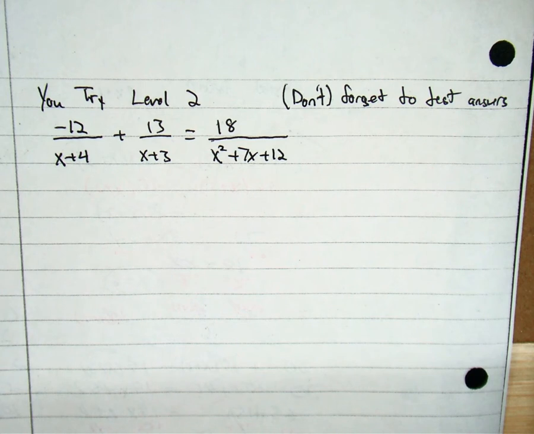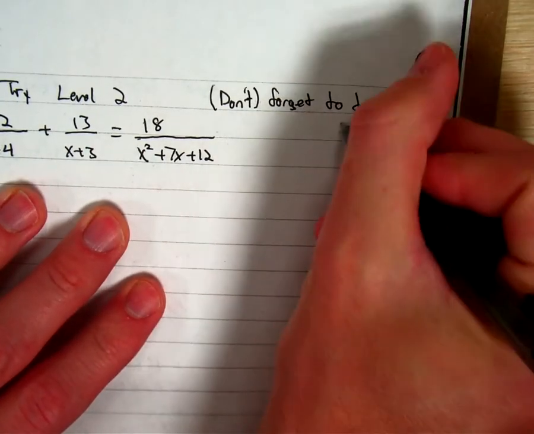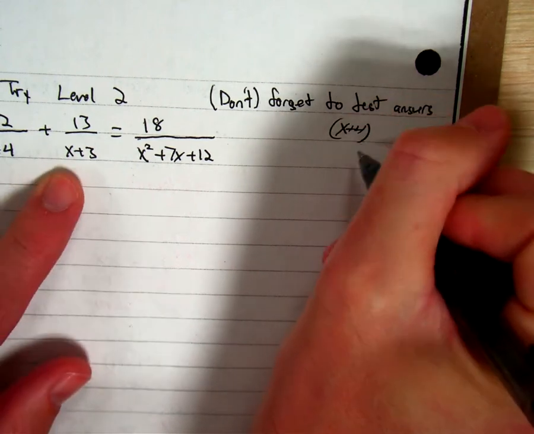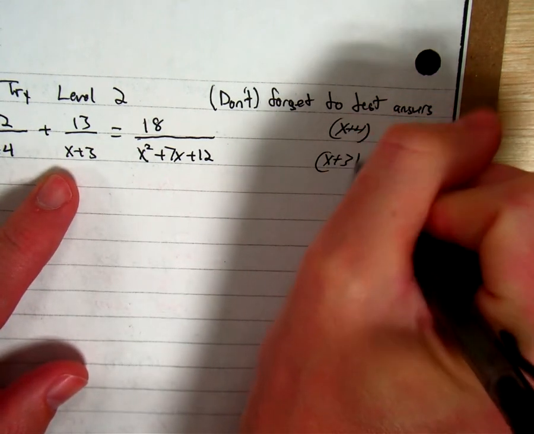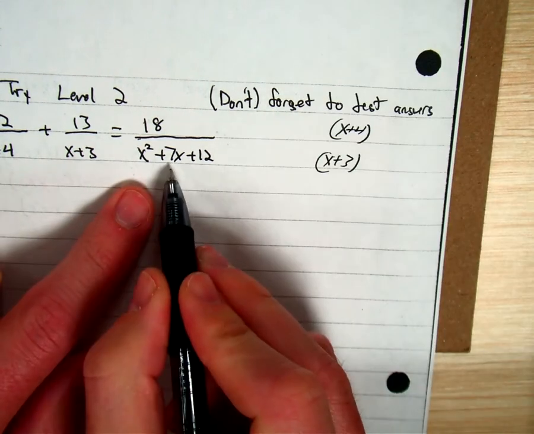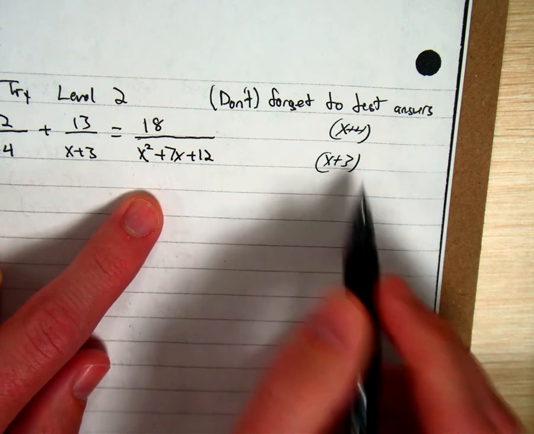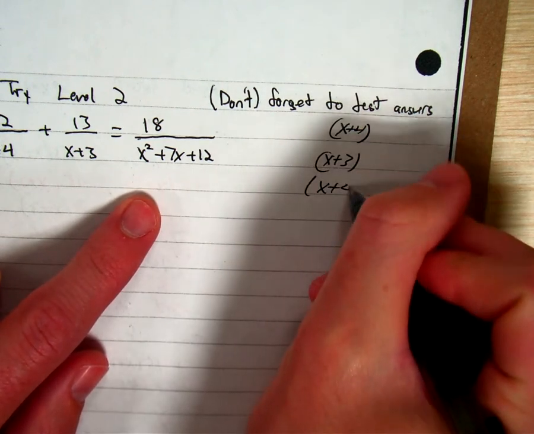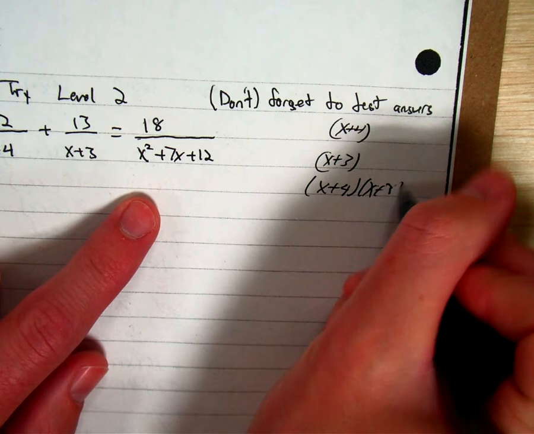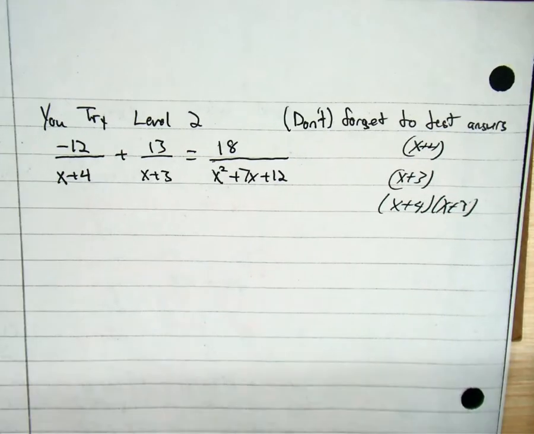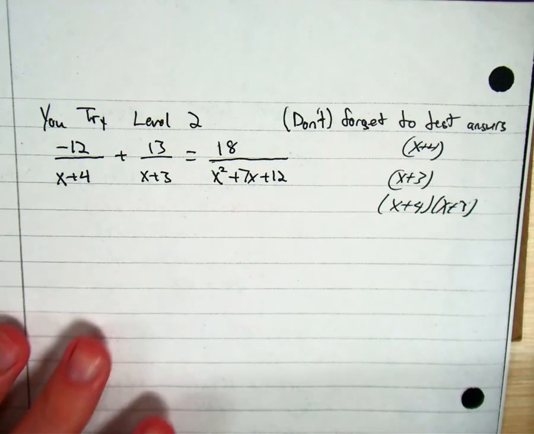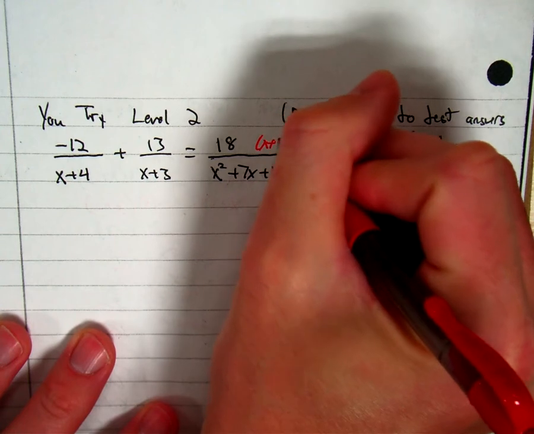Alright, welcome back. Let's see how you did. So we got our x plus 4. We got an x plus 3, and were they nice to us? What multiplies to 12 and adds to 7? 3 and 4, you bet. Okay. So we're going to multiply both sides by x plus 4, x plus 3.